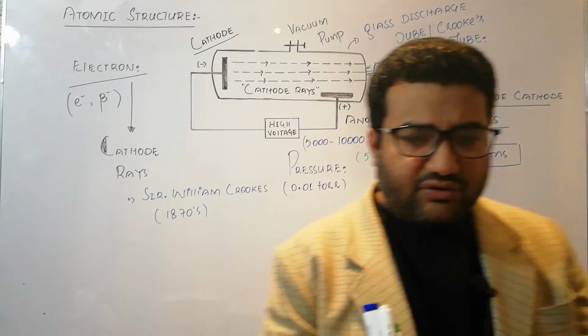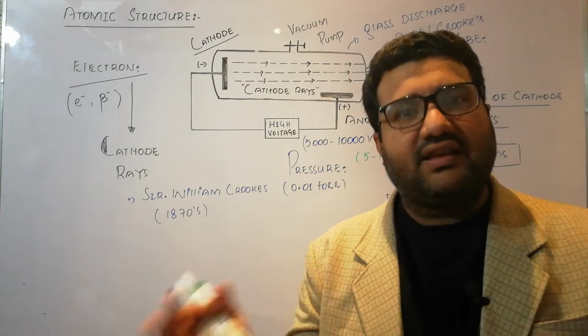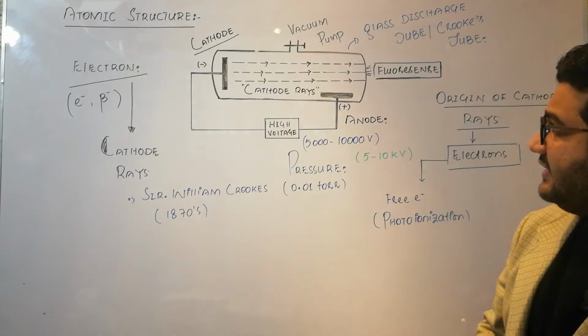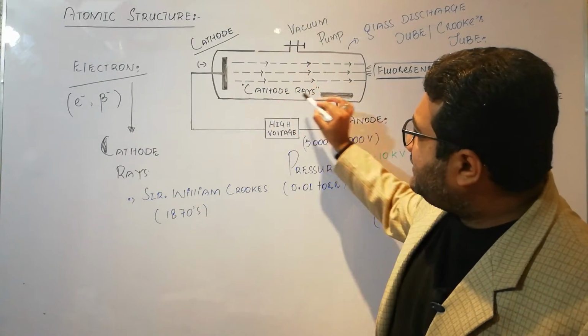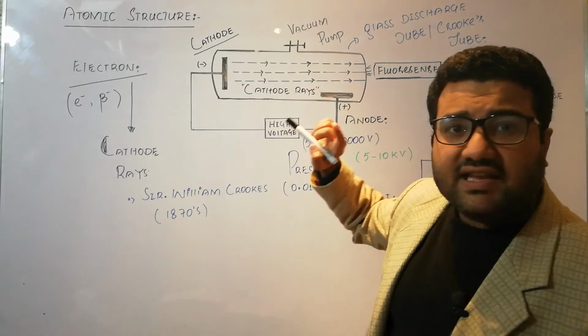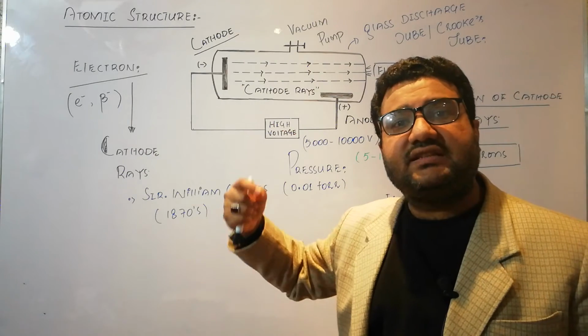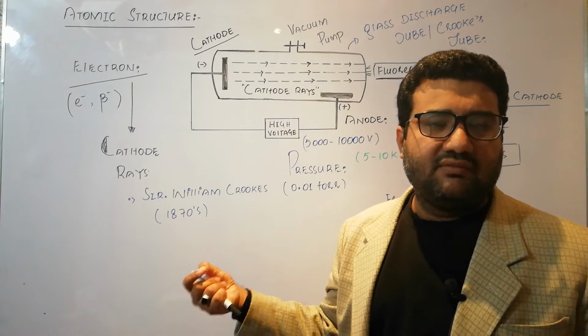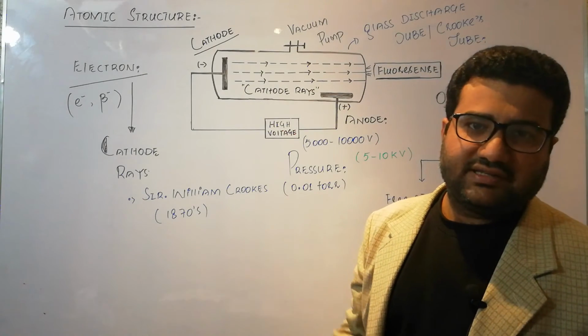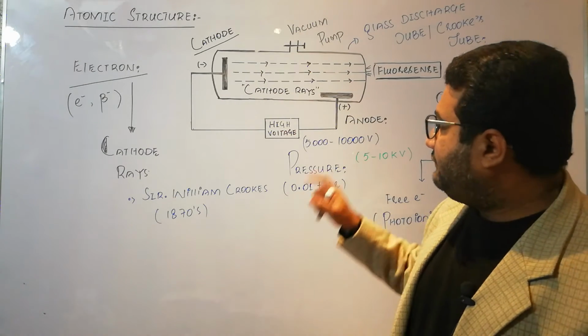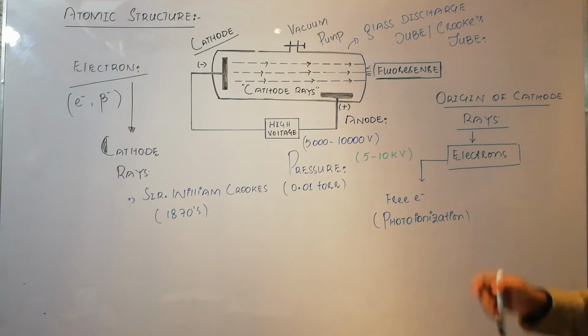Although these free electrons are very few in number, they are there. When a gas is enclosed in the glass discharge tube, that gas will also consist of these naturally occurring free electrons produced due to photo-ionization. So the first source of electrons is photo-ionization.